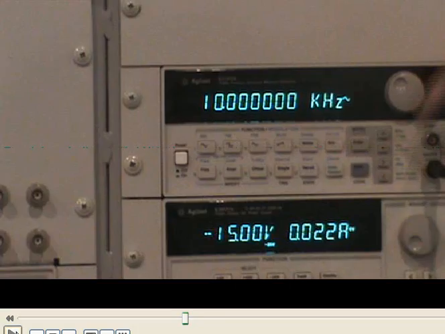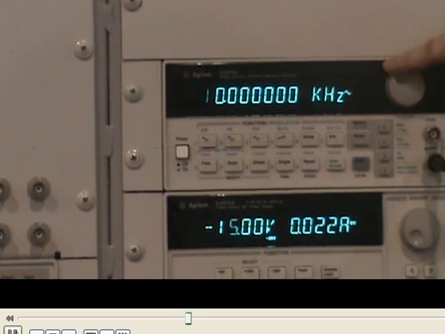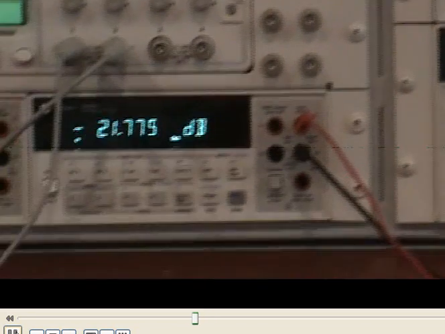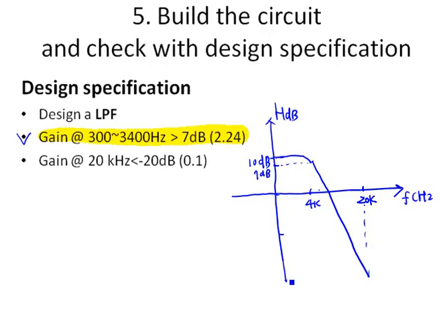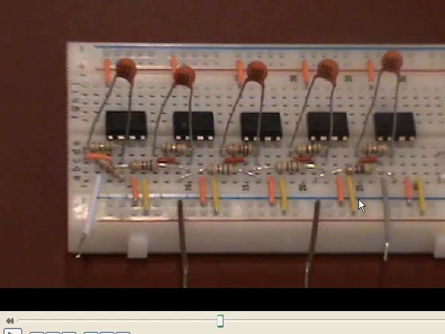Let's check with 20 kilohertz. Here I increased the frequency to 20 kilohertz. The gain of the circuit is negative 21.7 decibel. So at 20 kilohertz, the gain is less than negative 20 decibel. So the second design specification is met. So we have just checked with the design specification. Our designed circuit does meet the design specification.